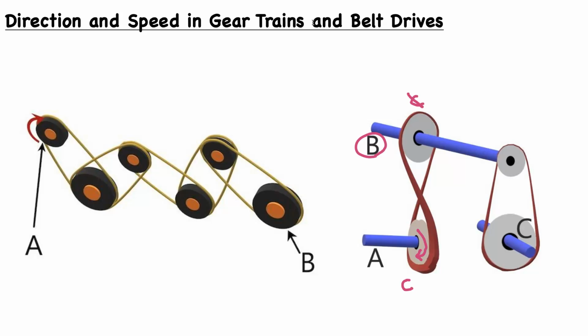Well, no, actually, because when you see a twist in the belt like this, it means you can expect an opposite direction of rotation. So in this case, this wheel would be turning counterclockwise. And just as before, you could use these same principles to continue this analysis through the system.